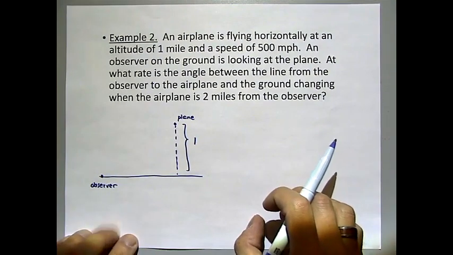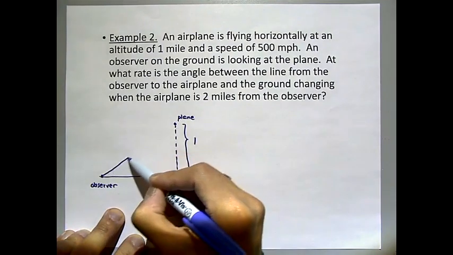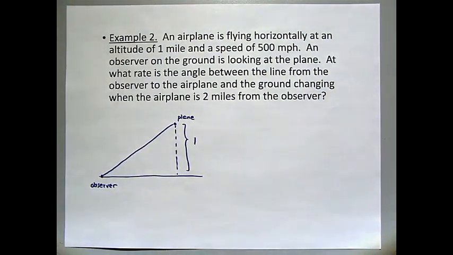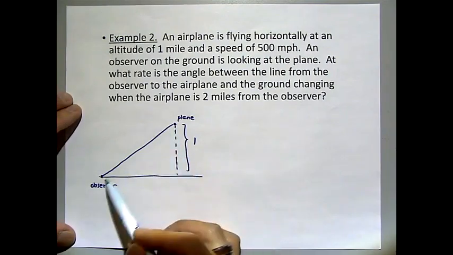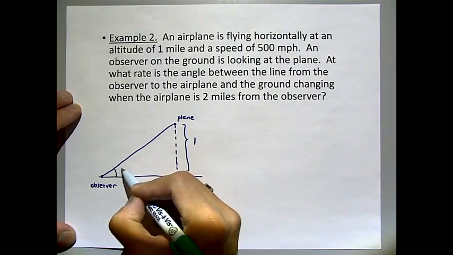And that dot here is representing the observer. This is the line of sight from the observer to the airplane. Another triangle. A triangle is a very, very common thing that's going to show up in all of these related rates problems. Some kind of triangle. Okay, so this line of sight forms an angle with the ground. Let's call that angle theta.